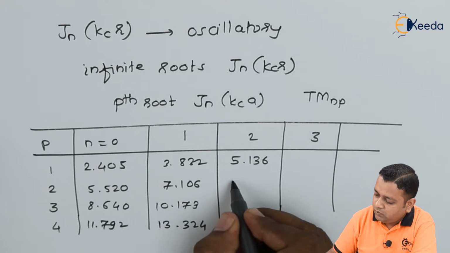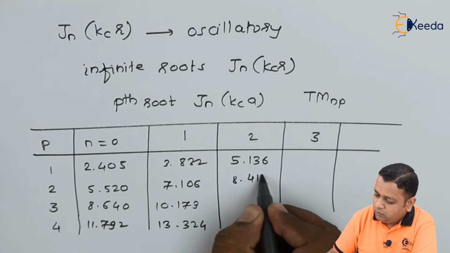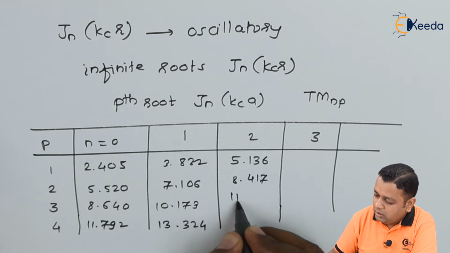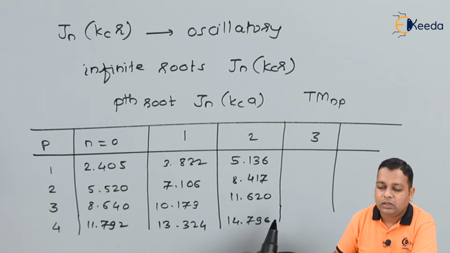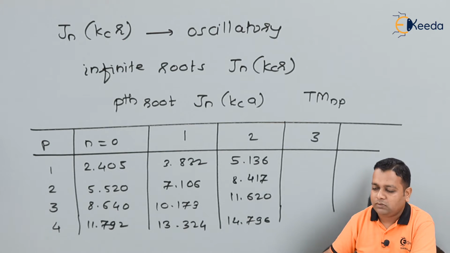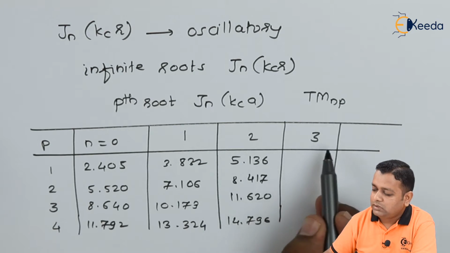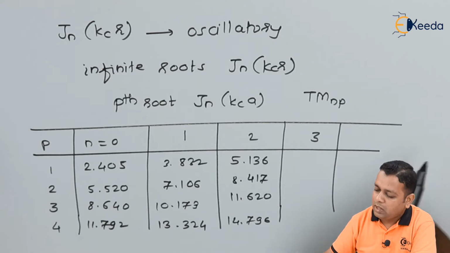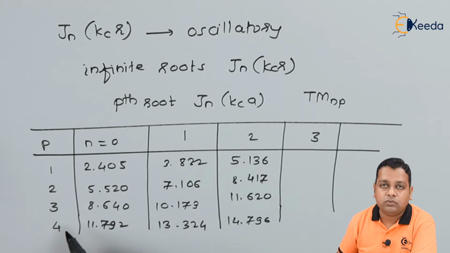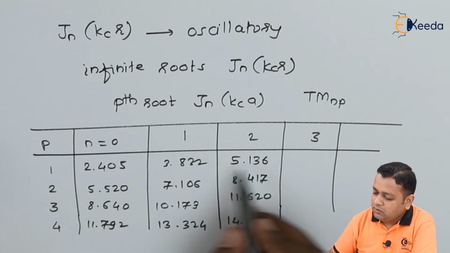For the second order functions that we usually deal with, we have the first root given by 5.136, second one 8.417, third one 11.620, the fourth one 14.796 here. So this way we have all the values, and with the increase in the order n equal to 3, 4, 5, if we go for the corresponding pth roots here we get the values increased here.